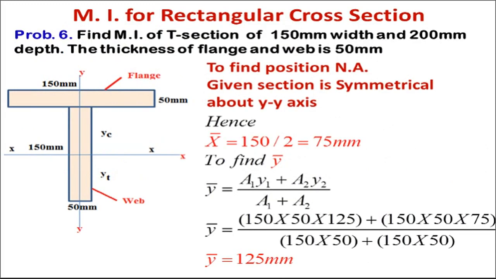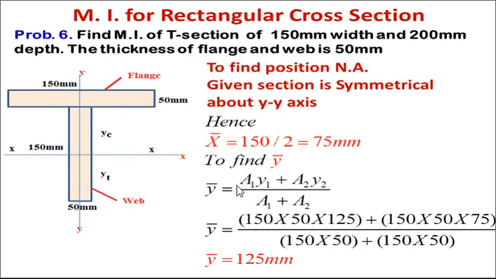Now the last problem, the T section. We can see this particular T section. The T section is symmetrical about the y axis, but it is not symmetrical about the x axis. So you will get x bar directly. X bar is 150 by 2, that is 75 mm, but you will not get y bar, because the position of the x-axis will shift somewhat upward, as the major area of this section is concentrated in the upper portion. So to find y bar, we know the procedure.